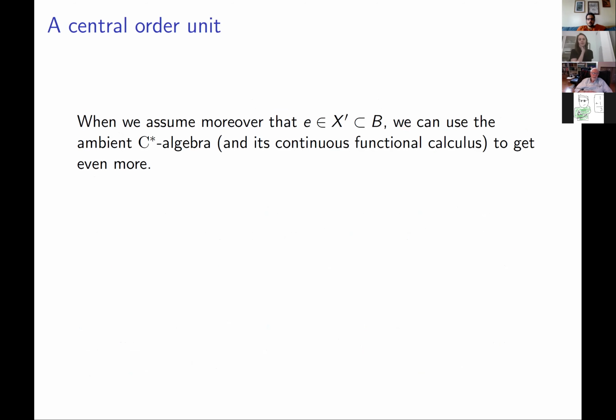Okay, so we're actually taking an extra assumption, which is that E commutes with X. Now, once E commutes with X, so E is a positive element and it's commuting with X, that means we actually really get to access the functional calculus of the ambient C-star algebra B. And we can conclude a lot of information about X by moving outside of X.